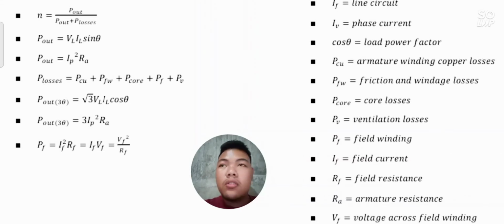So now let's solve one problem about an alternator. So let's proceed. We have here a problem. An alternator has 9 slots per pole. If each coil spans 8 slot pitches, what is the value of the pitch factor?